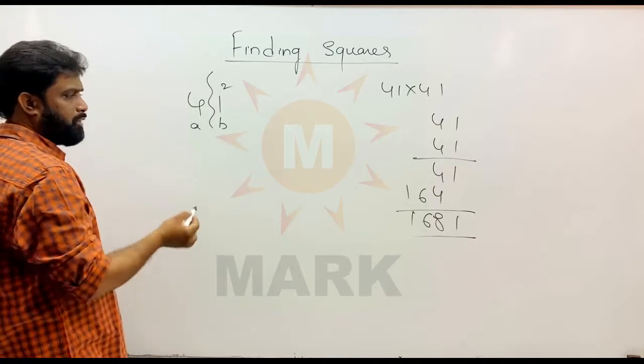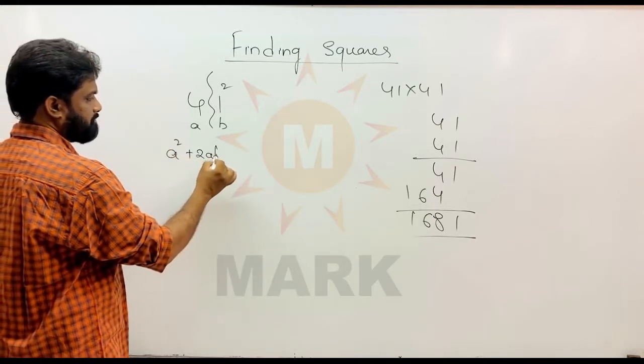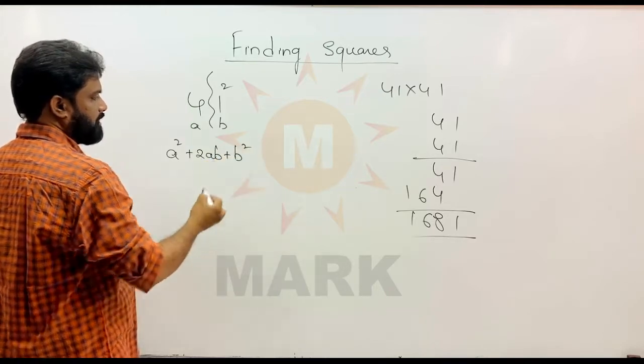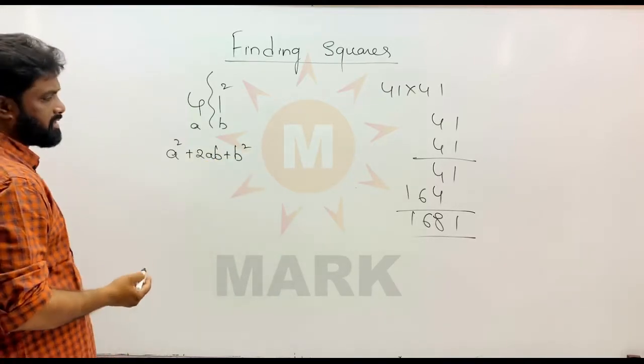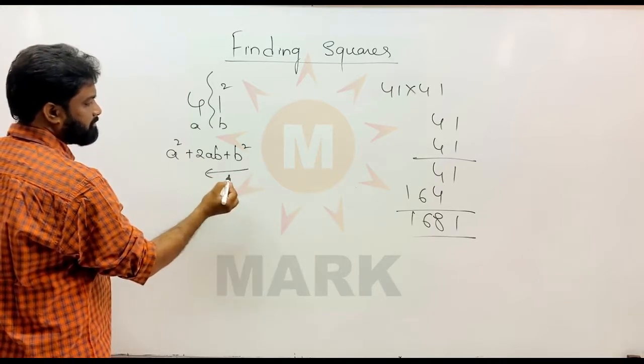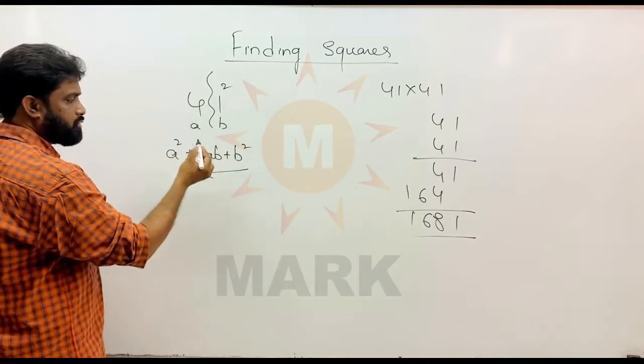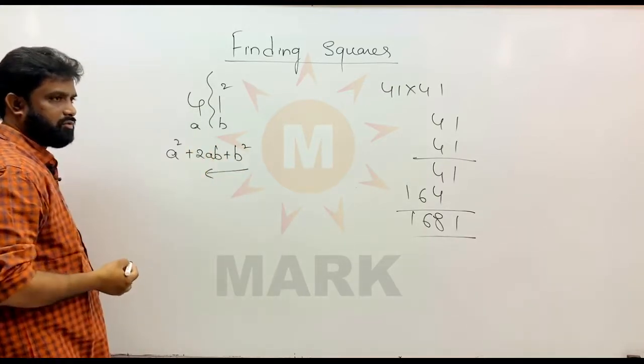You know what a plus b whole square is? Yes, a plus b whole square means a square plus 2ab plus b square. Read this in the reverse order, starting from the units place. That means b square plus 2ab plus a square. This is how you have to read it out.